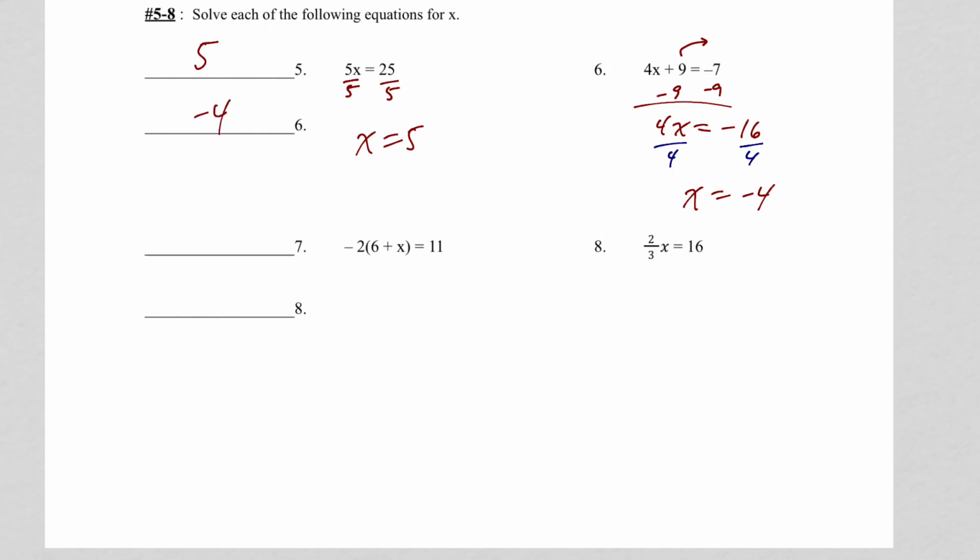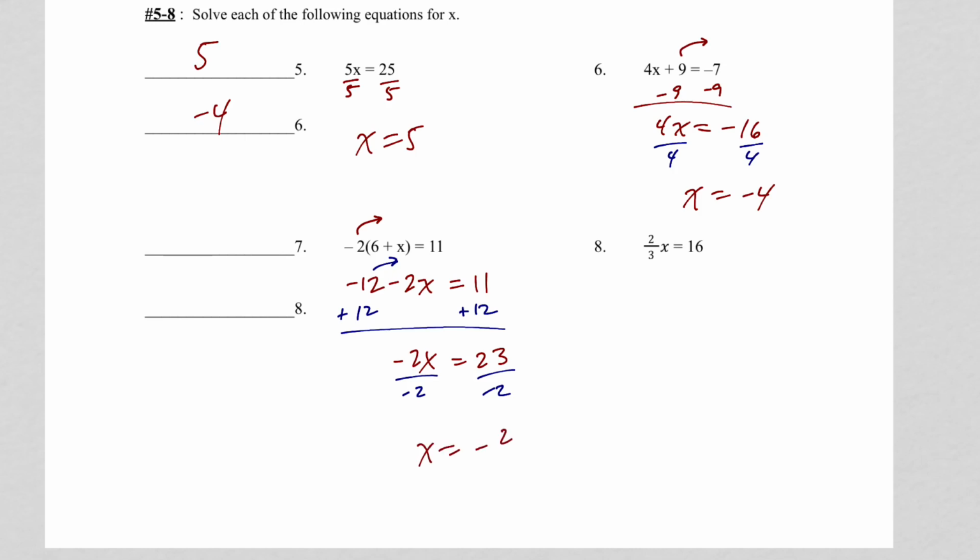First thing we're going to do here is get rid of the parentheses. So we'll distribute the negative 2 and get negative 12 minus 2x. And then we're going to move the 12 to the other side by adding it. And we're going to have negative 2x is equal to, that adds up to 23. And finally, we'll divide by negative 2. And we'll get x is equal to negative 23 over 2.